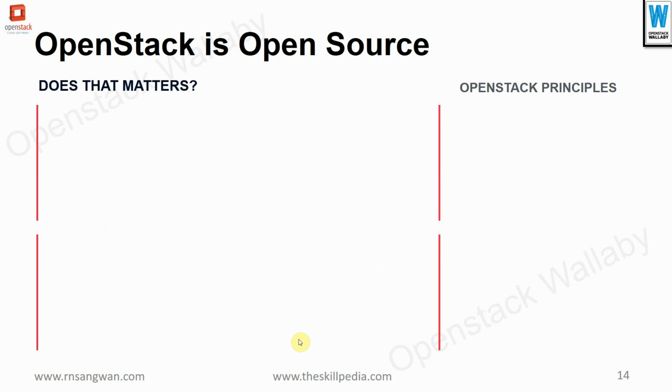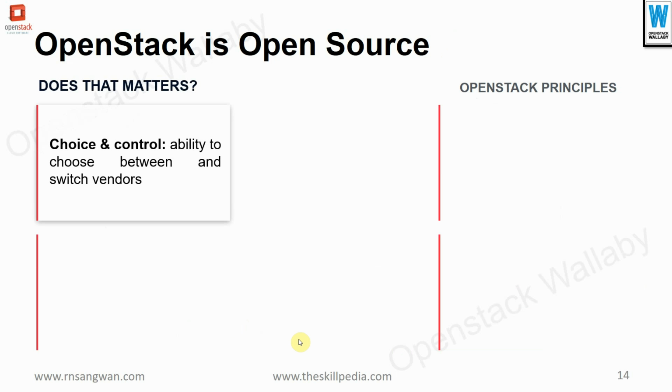OpenStack is open source. Does that really matter? Of course that matters. Choices and control. Because it is open source, it gives you the ability to choose between and switch between vendors. There are so many vendors available who are offering OpenStack. So you can switch between the vendors. If you are not satisfied with the services of one, you can switch to another.